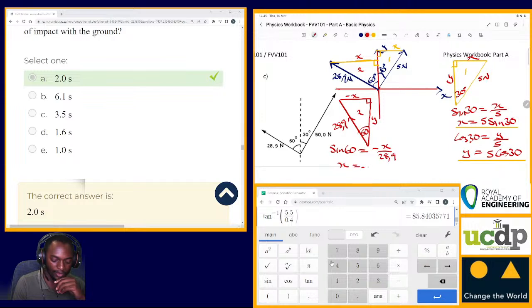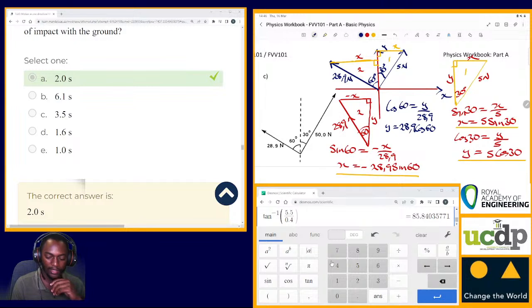So x is equal to negative 28.9 sine 60. Then for y, it's going to be cos 60 is equal to y over 28.9. So that becomes y equals 28.9 cos 60. Yep. Okay.